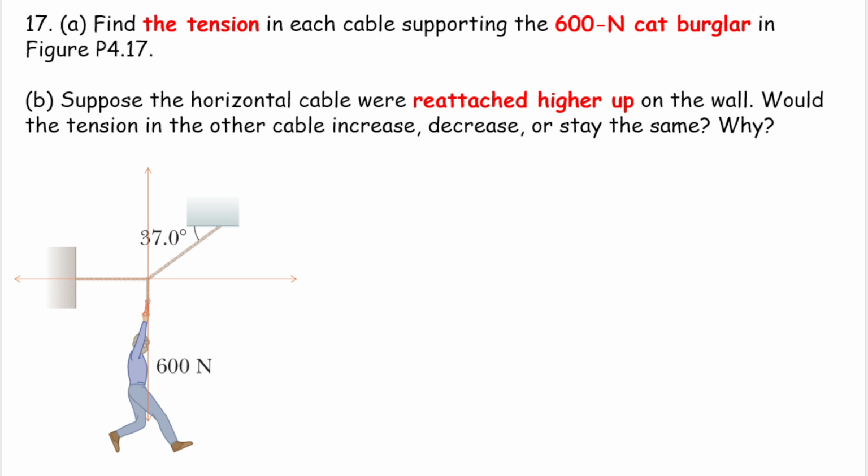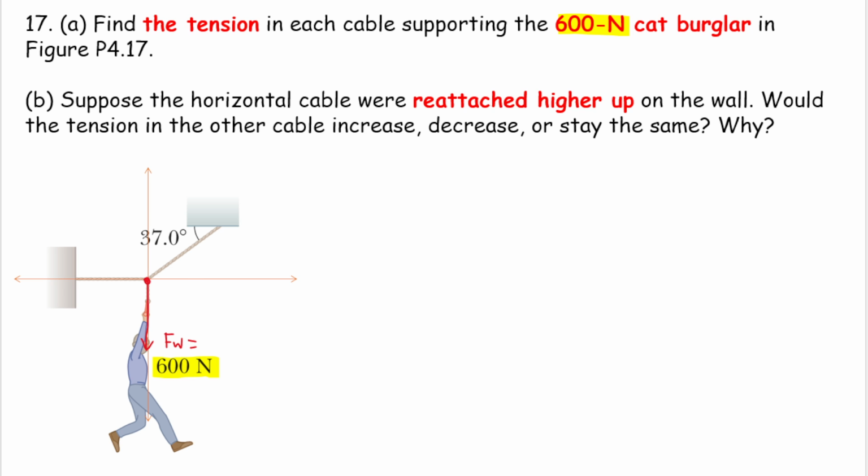Okay, let's use this point here as our reference, and let's draw all the forces that work on this system. So we will have obviously the force by the weight of this cat burglar. So I'll have Fw, and we are given the value by the problem, which is 600 Newton.